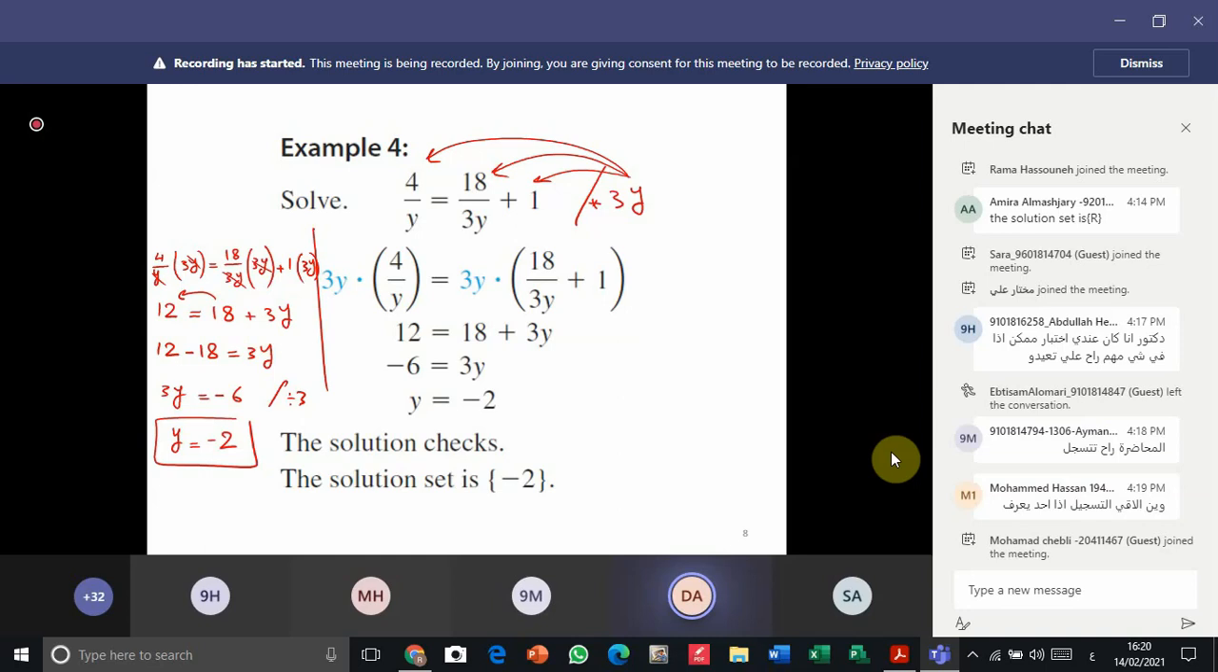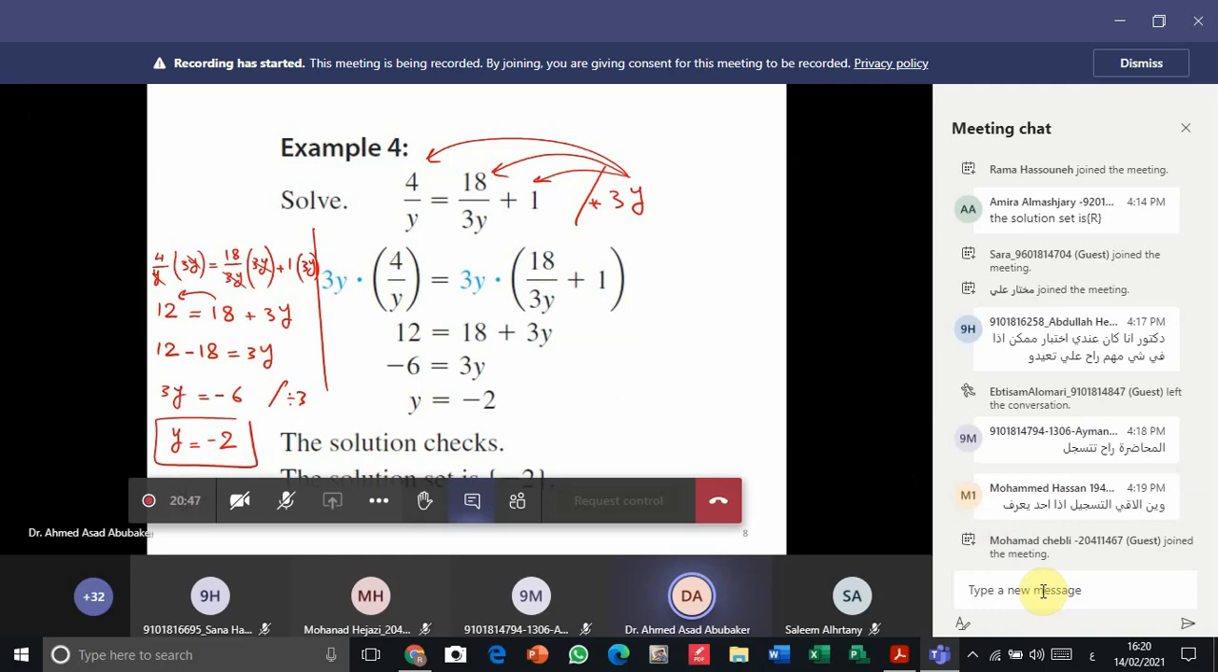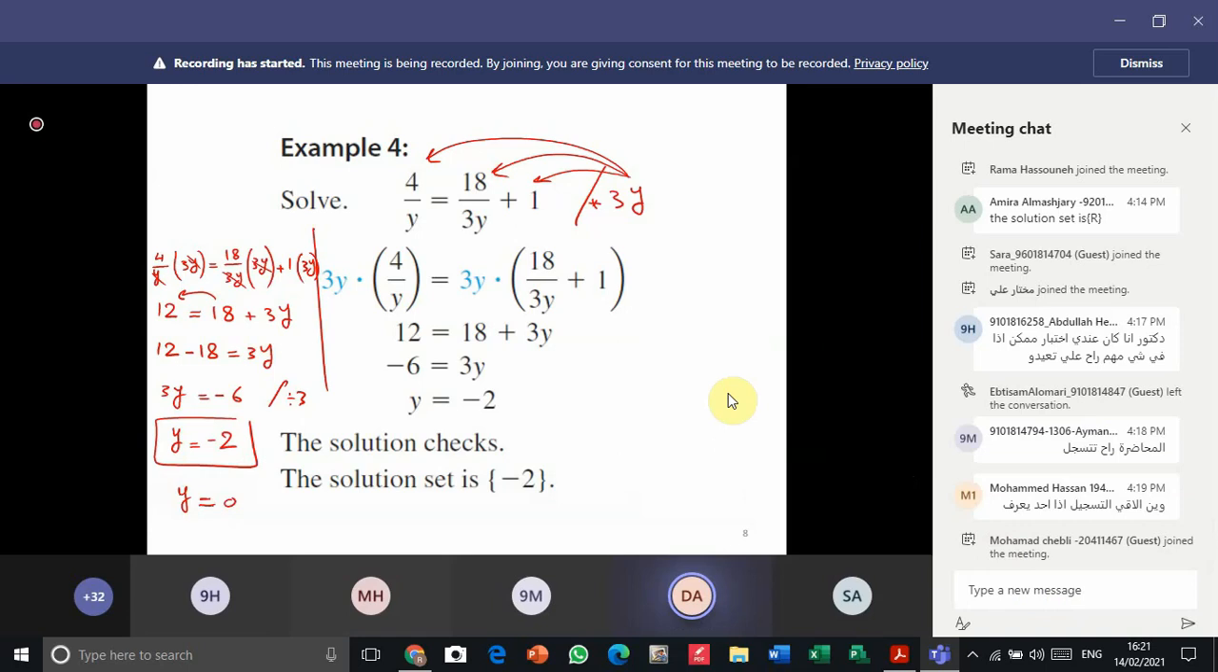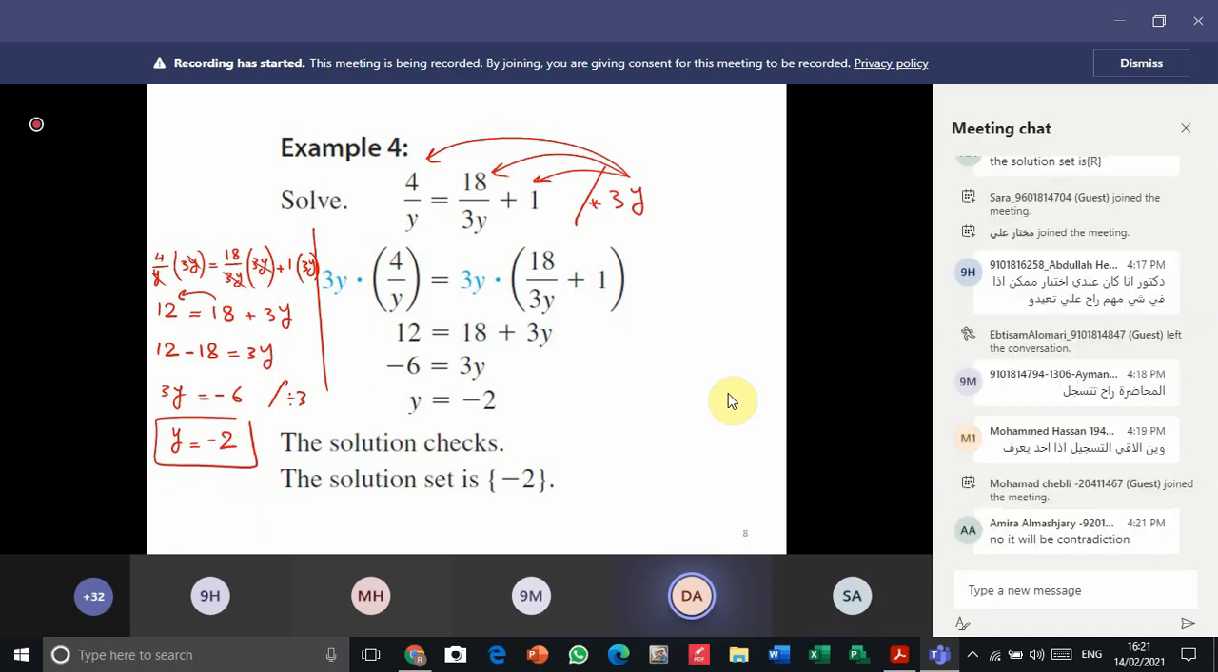For example, if y equals zero, is y equals zero a solution for this equation? No. Why? Because the denominator becomes zero, so this is undefined. So if we have any solution that, after substituting in the equation, makes the denominator equal zero, remove this solution. Okay?